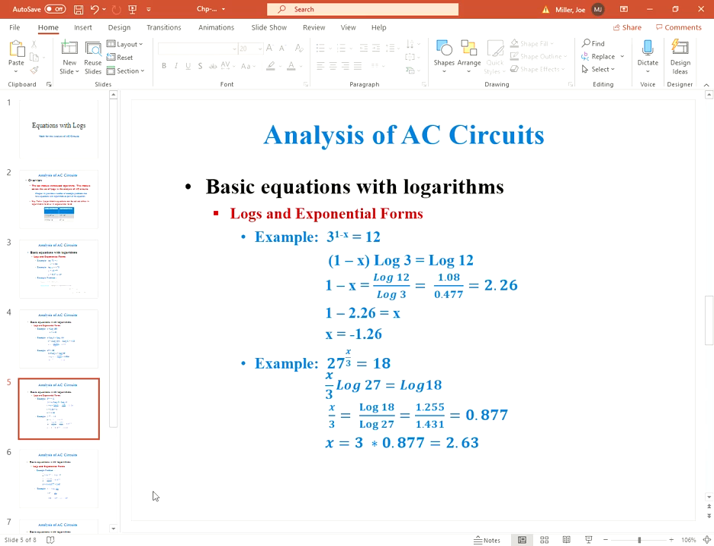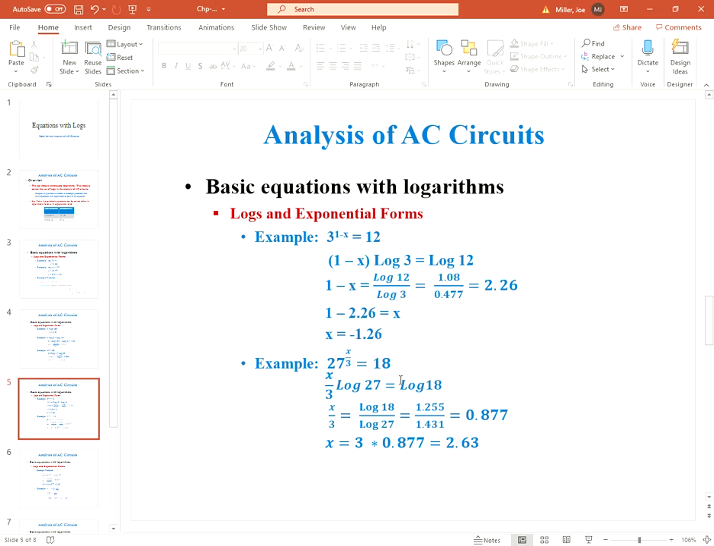Next example. 27 raised to the exponent of x divided by 3 equals 18. Find x. Take the log of both sides. The log of 27 with an exponent of x divided by 3 is x divided by 3 times the log of 27. That handles this side.